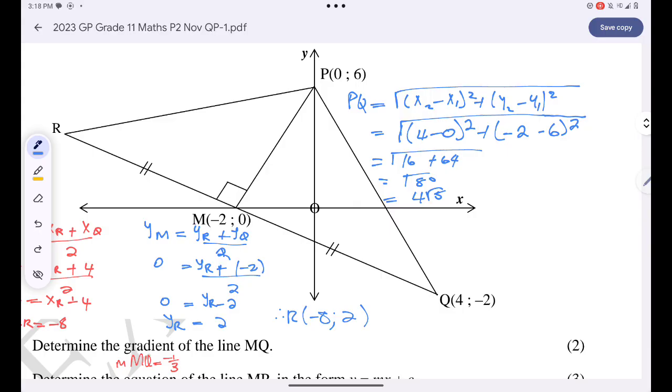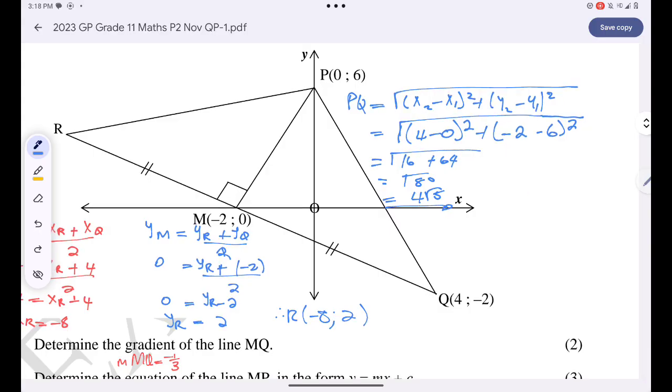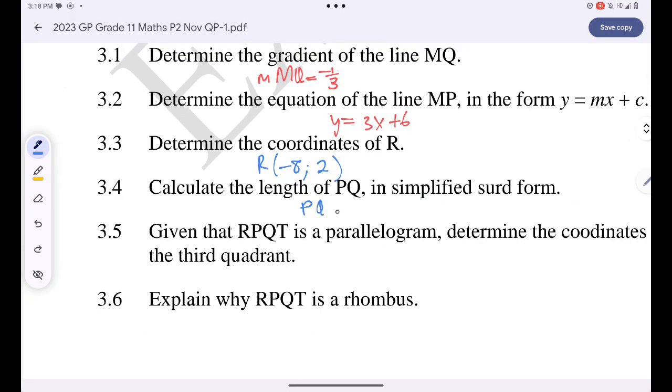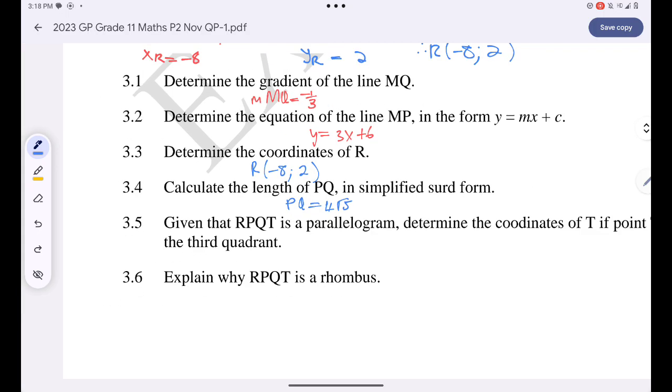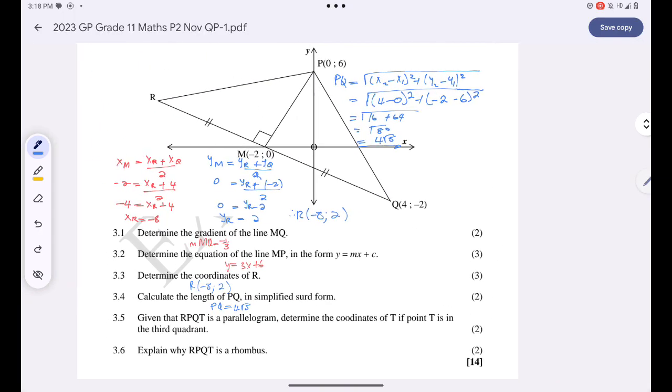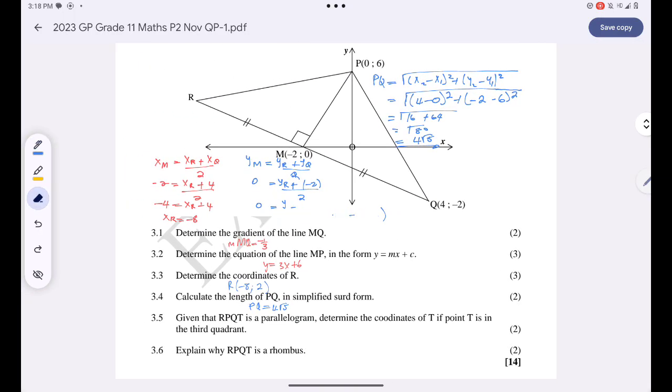Okay, that's 4 root 5. So the length of PQ is equal to 4 root 5. Okay, given that PRQT is a parallelogram, determine the coordinates of T if T is the point in the third quadrant. Let me erase here.